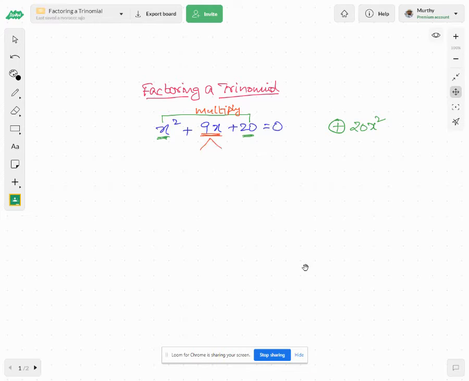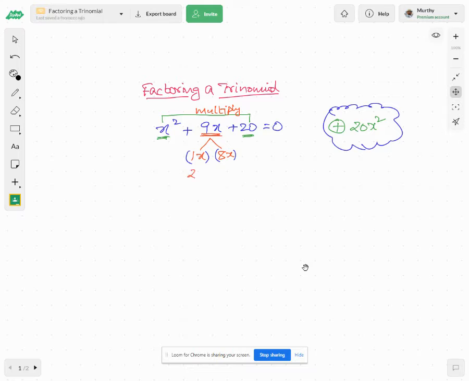So let me start with 1x. Think of it: 1x plus what value gives you 9x? Yes, you are correct, that is 8x. Now, when you add these two values, that should make the middle term, and when you multiply these two values, that should be equal to 20x square. Now 1x times 8x is not equal to 20x square. So let me try another combination.